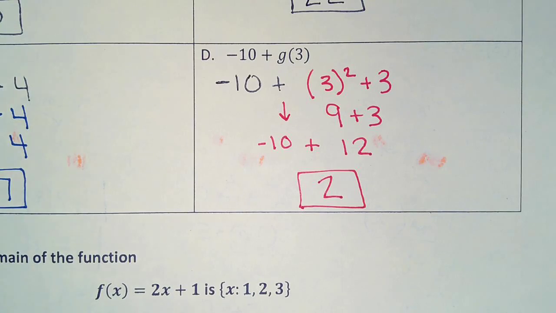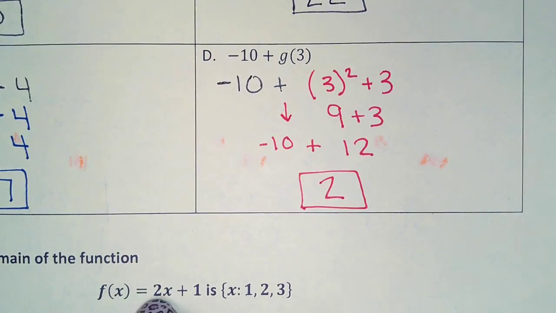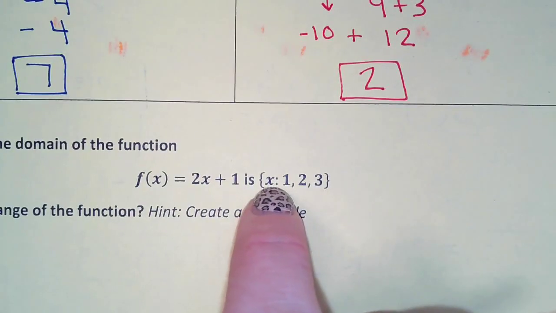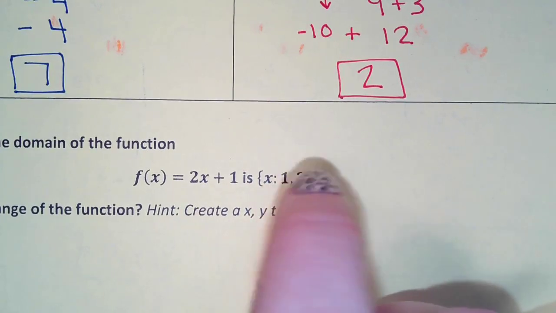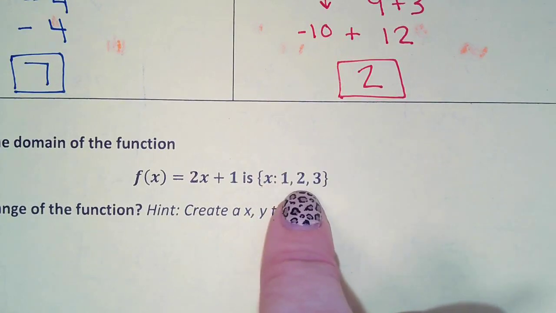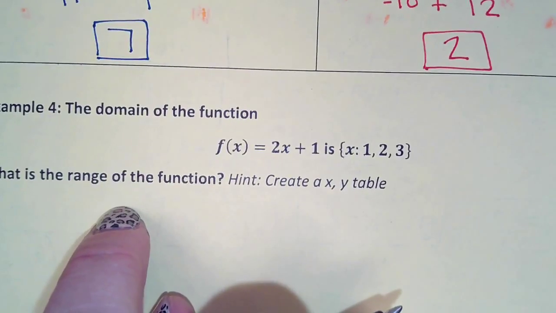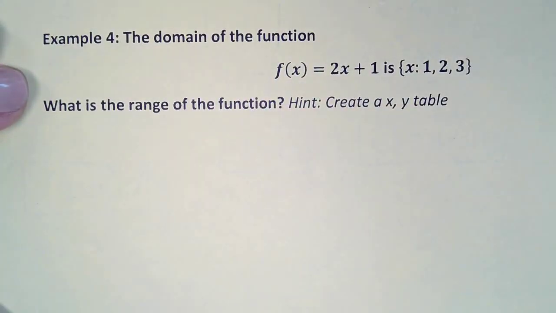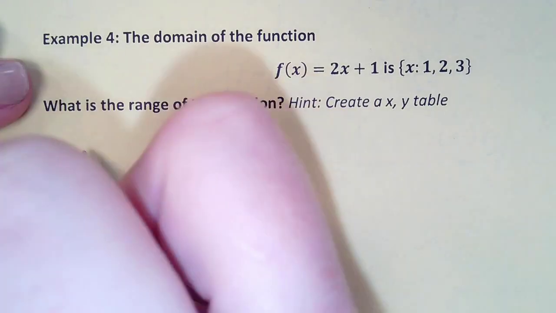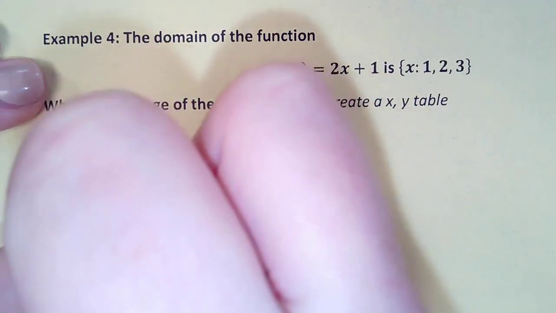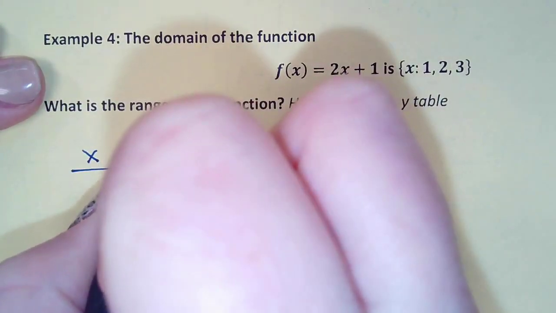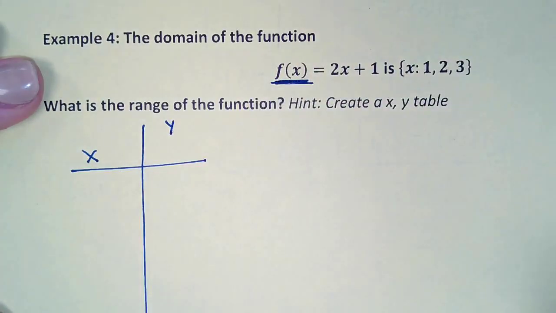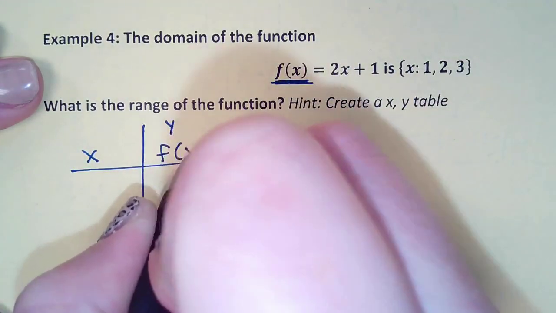Okay, this last section says the domain of the function f of x equals 2x plus 1 is x is 1, 2, 3. So this is our domain. These are our x values. What is the range of the function? Hint, create an xy table. So we would have x. Y would typically go here. However, not y, we're using f of x.